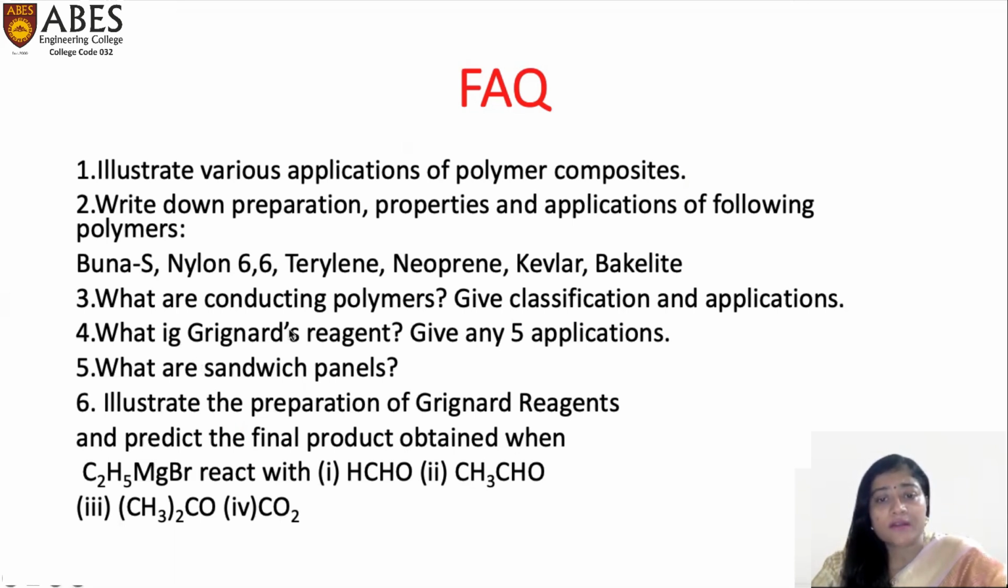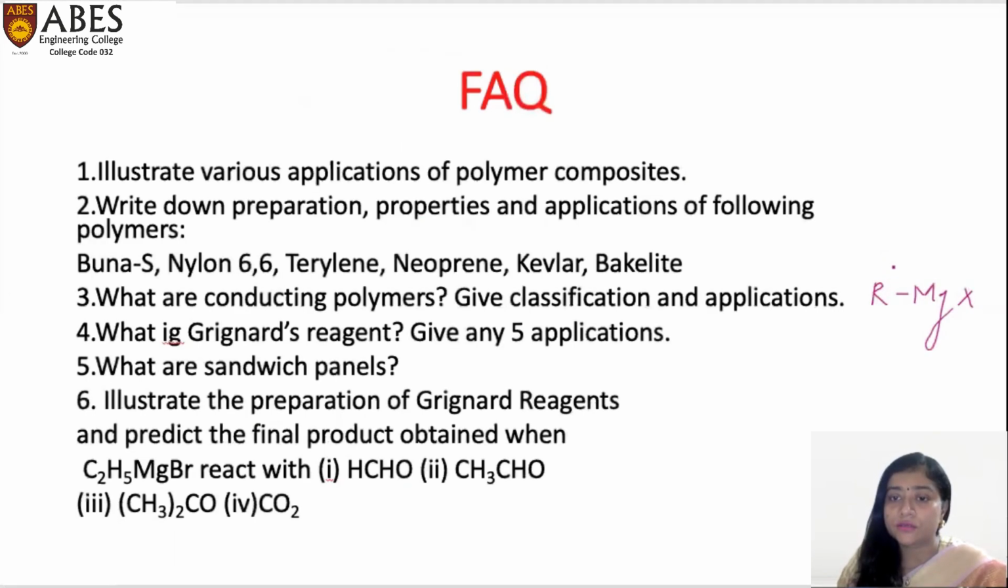Then, what is Grignard reagent? Give any 5 applications. Grignard reagent is an organometallic compound in which R, that is the organic group, is directly attached to Mg, that is magnesium, right? If you dissociate it, this will be the negative part and this will be the positive part. The applications are the formation of alkanes, alkenes, alkynes, and primary, secondary, and tertiary alcohol production.